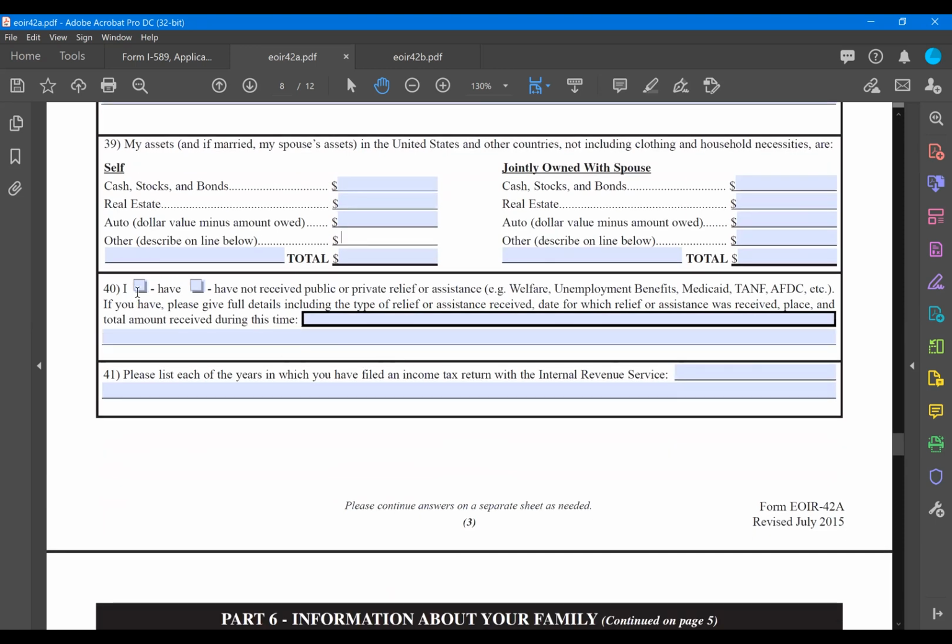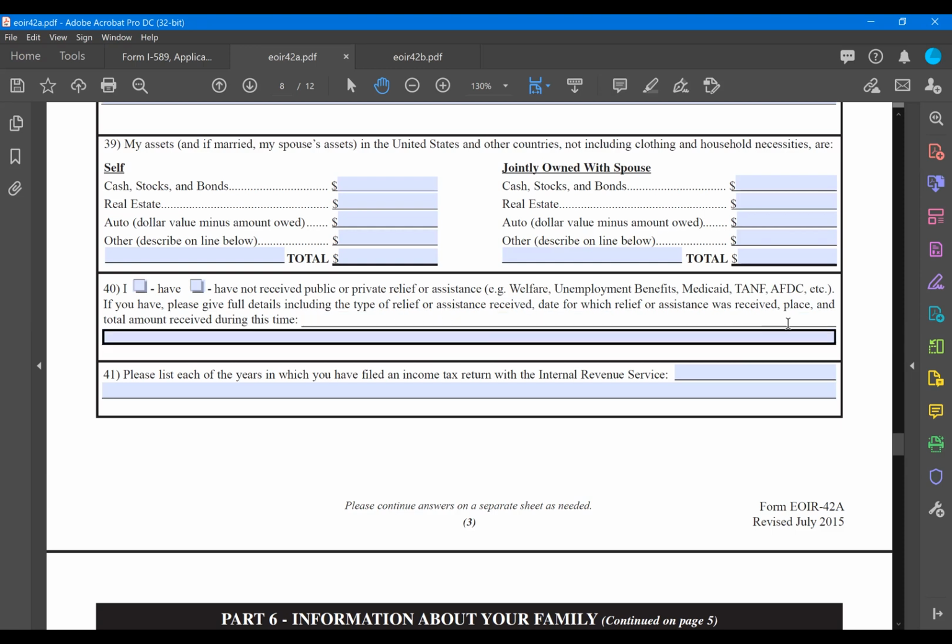Question 40, read carefully. This is the key word here. I have or have not received public or private relief or assistance, which means if my child has, that doesn't matter for this question. This question is only about I. Have I ever received welfare benefits, unemployment, Medicaid, food stamps? If I have, then I have to list out what I received and mark I have. But if anyone else in my family has, but it wasn't me, the answer is no, I have not.